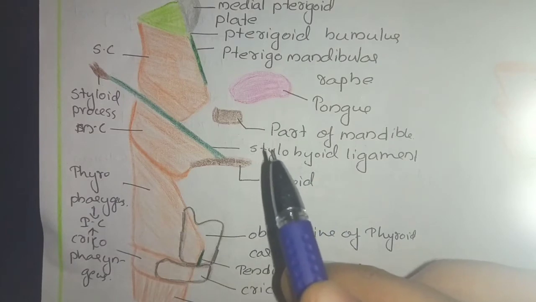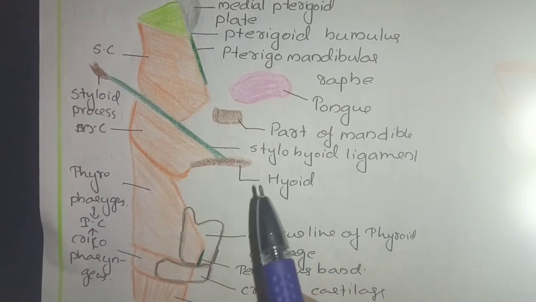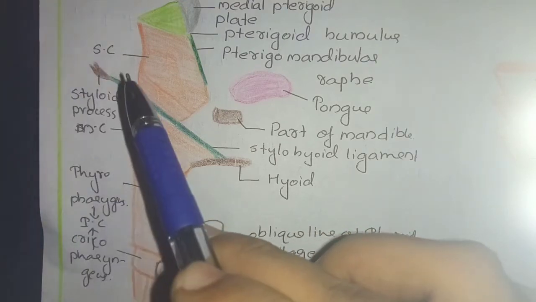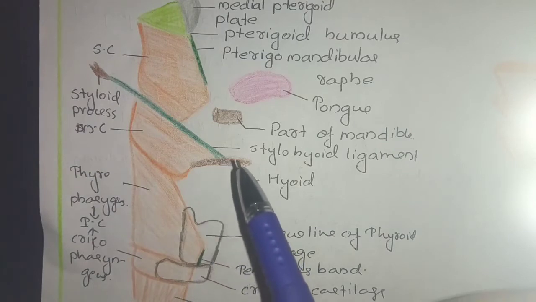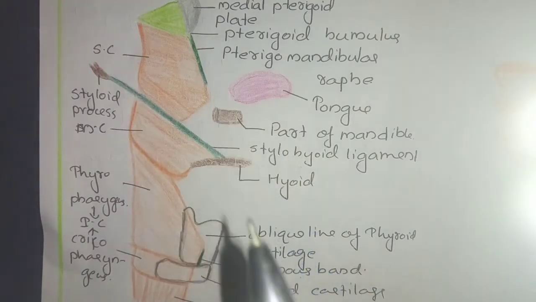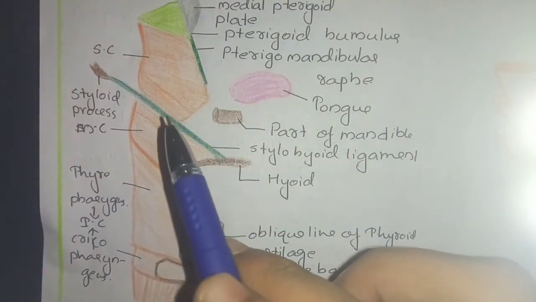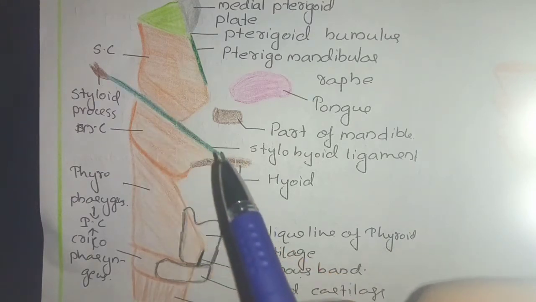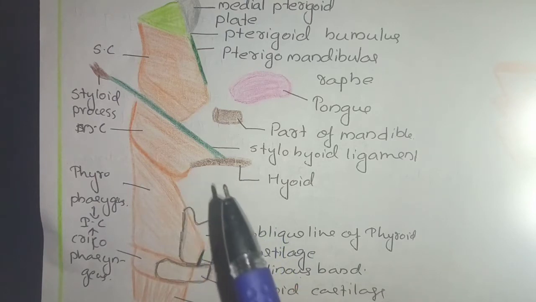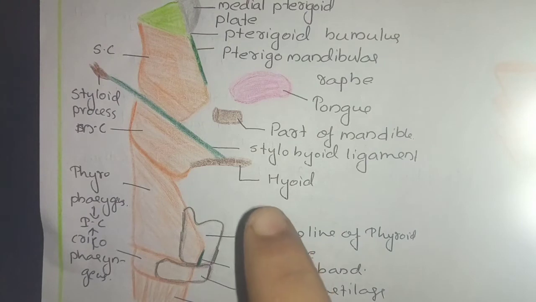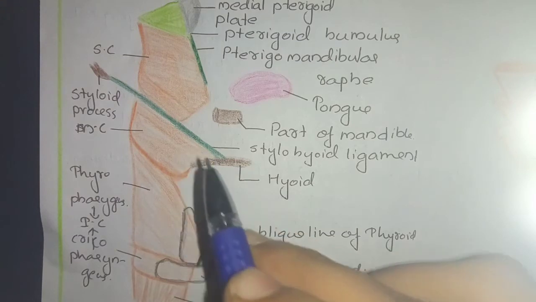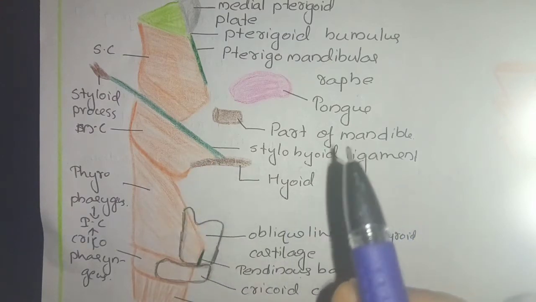Now for the middle constrictor. The middle constrictor originates from the following structures. This is the styloid process that is present in the skull, and this is the hyoid bone. The ligament that connects them is the stylohyoid ligament. So the origin of the middle constrictor includes the stylohyoid ligament, the lesser cornu of the hyoid bone and the upper border of the greater cornu of the hyoid bone.